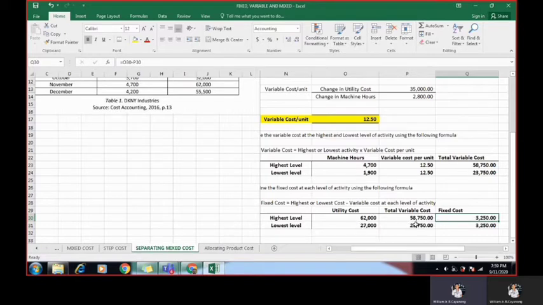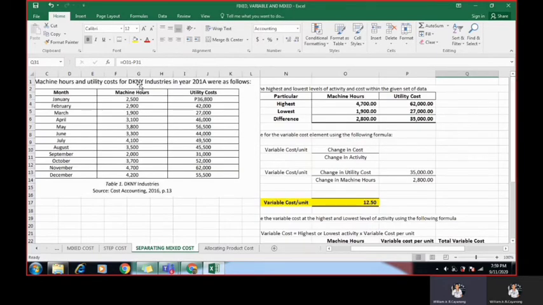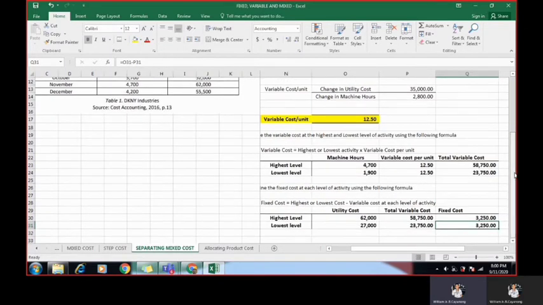And actually, the method that we applied kanina in separating the mixed cost is called high-low method. Why? Because we get the highest and the lowest level to separate the variable cost and fixed cost. Now let's proceed to allocating the product cost.